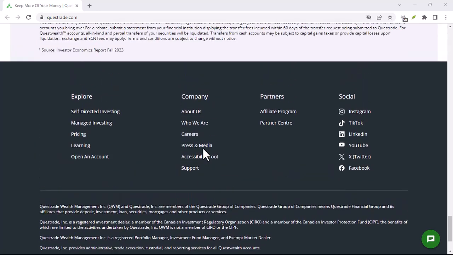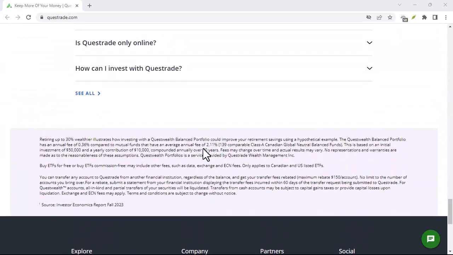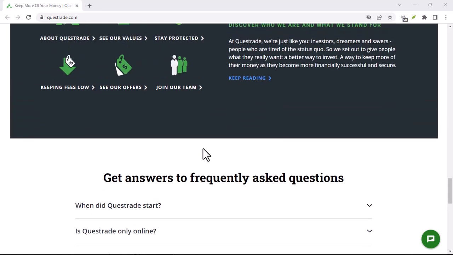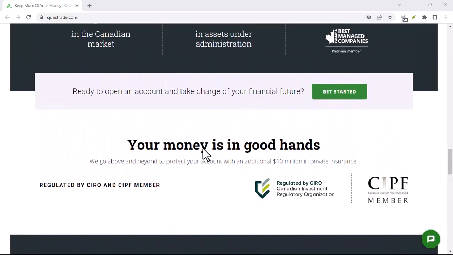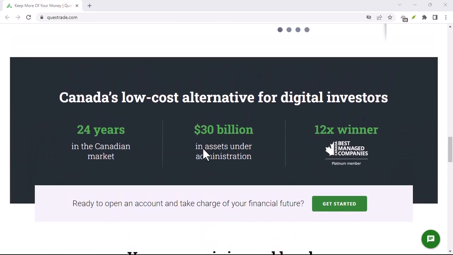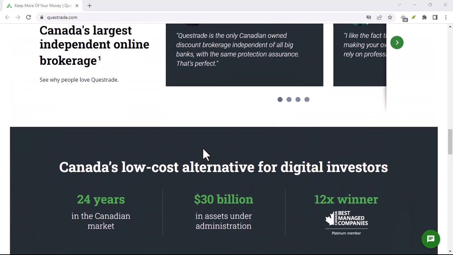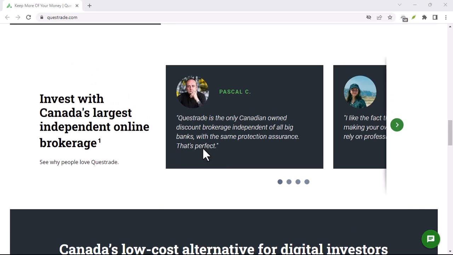The answer, thankfully, is no. Questrade does allow USD deposits, but there are a few things to keep in mind before you get started. So, buckle up and get ready to learn how to leverage your USD for cross-border investing with Questrade.